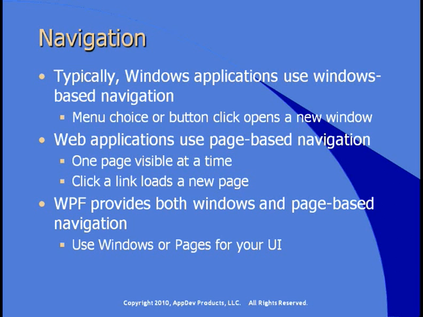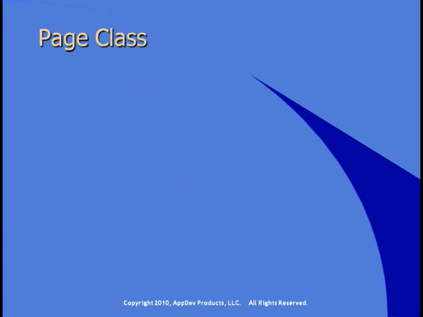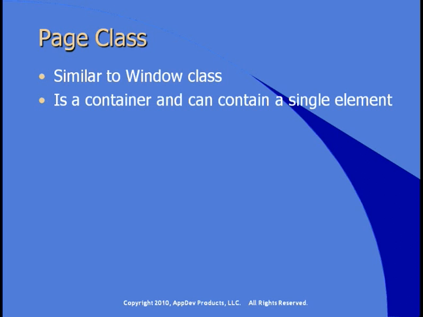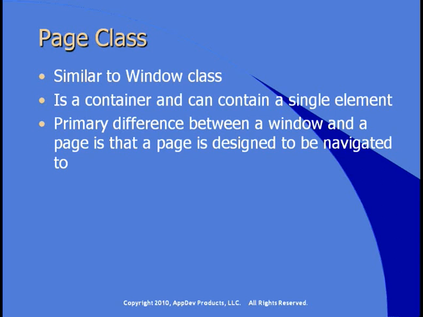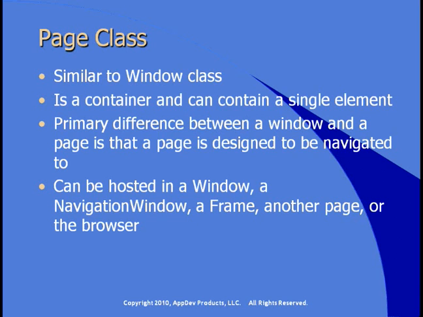your UI. If you're going to use Pages, then you'll use the Page class. The Page class is similar to the Window class. It's a container and can therefore have a single element. That element will typically be a grid or a stack panel, and then within that you can have whatever you want. A primary difference between a window and a page is that a page is designed to be navigated to. You can host a page in a window, a navigation window, a frame, another page, or the browser.